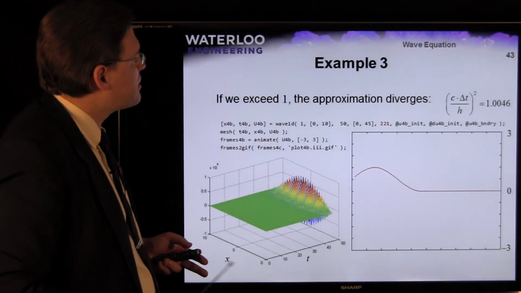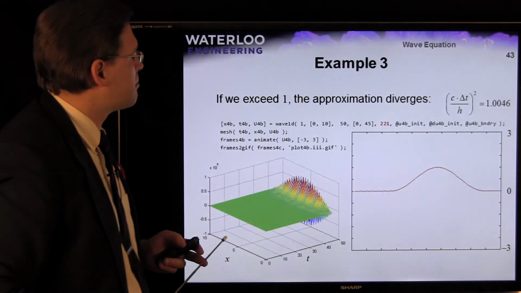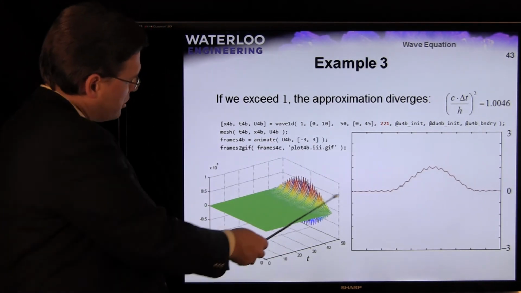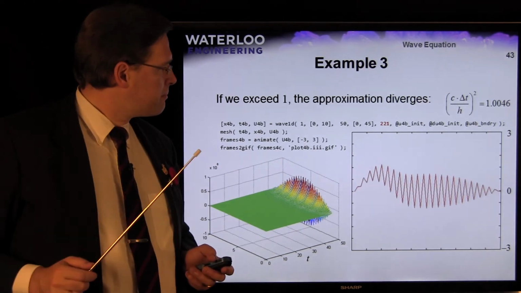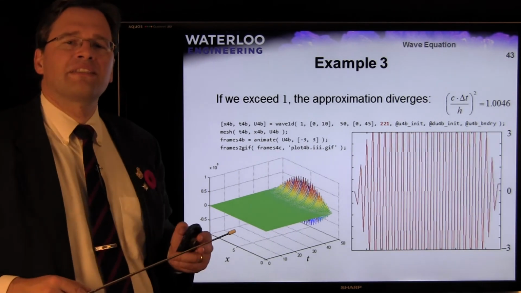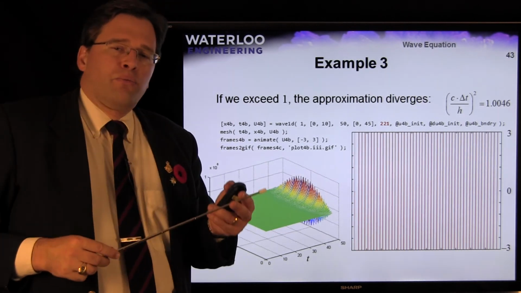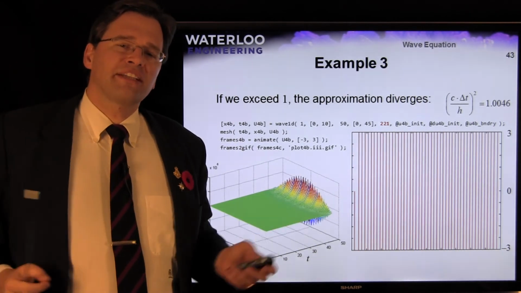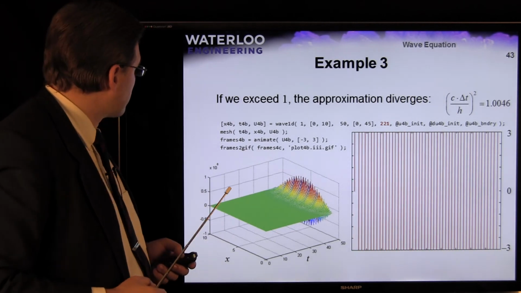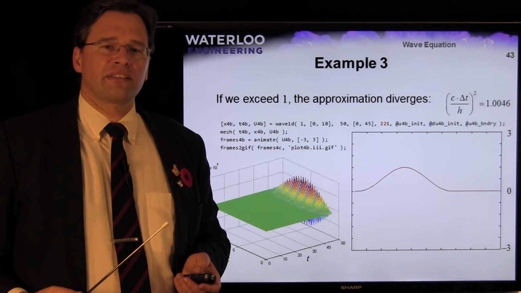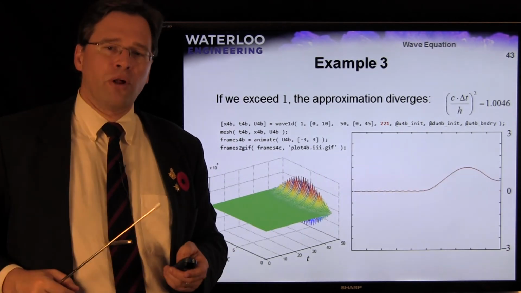Finally, let's see what happens if this ratio is greater than 1. Well, it seems to be doing okay. Oh dear, it's starting to... Oh dear. Yes, this is not what you would call numeric stability. If we're playing with a slinky, the slinky is not going to suddenly jump to size 10 to the 6 relative to the size of the actual initial pulse.